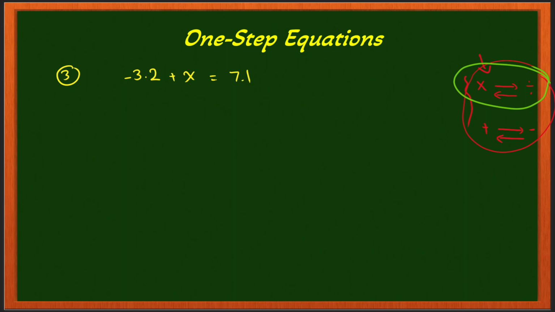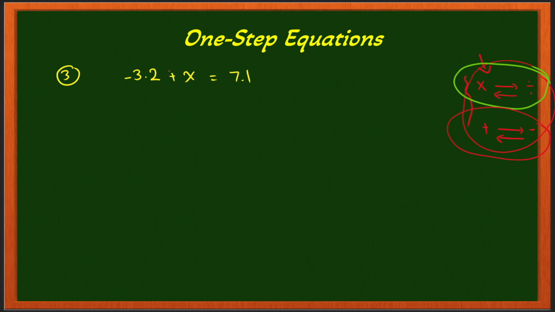Now, a common mistake, a lot of the students will look at this equation and say, okay, because it's addition, now I need to get rid of the 3.2. I'm supposed to use the opposite operation, so I'm just going to do subtraction from both sides. Now that's a mistake. Why?